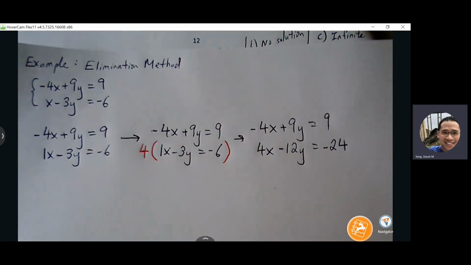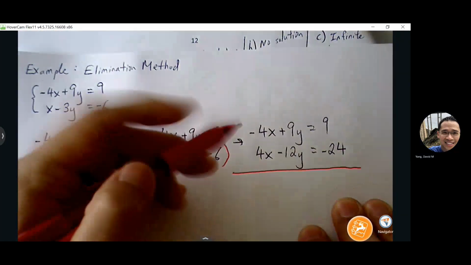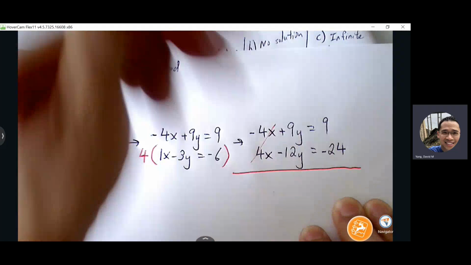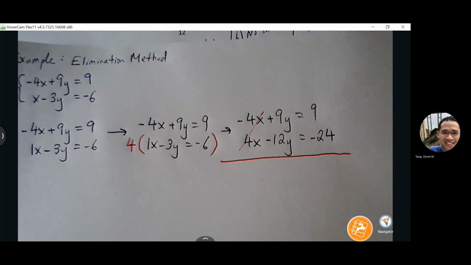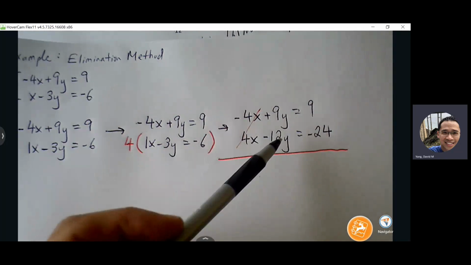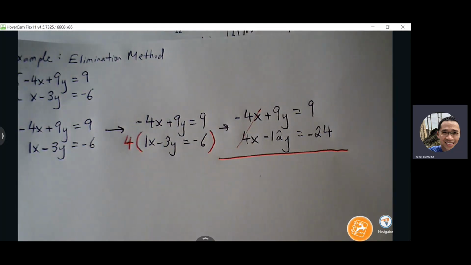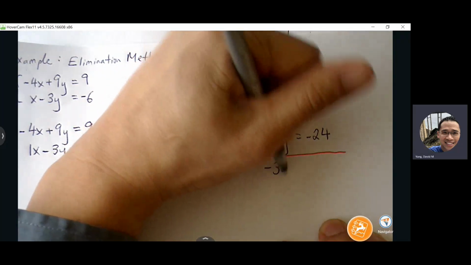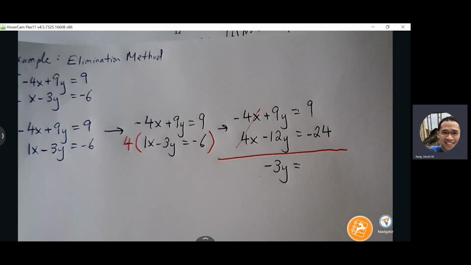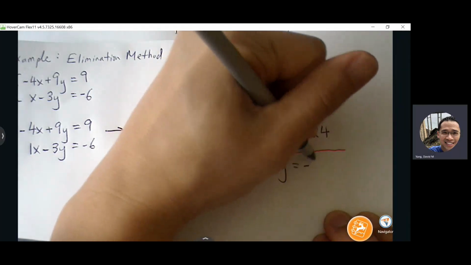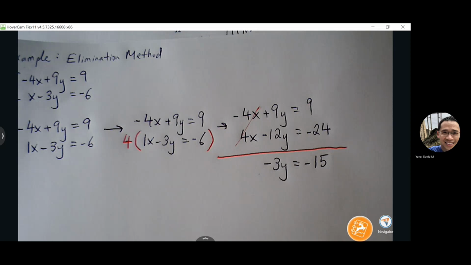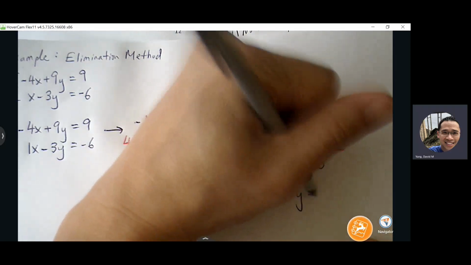Okay. So the goal is to try to get one of the variables to go away so that we can just focus on the other variable. So here, what happens with the x's? Cancel out to be 0. So that's what we want. That was our goal. And now we can have an easier time getting it down to one variable and solving for the variable. So -12y plus 9y is what? -3y. Okay, -24 plus 9, -15. Okay, so now if we solve for y, divide both sides by -3. Y is equal to what?